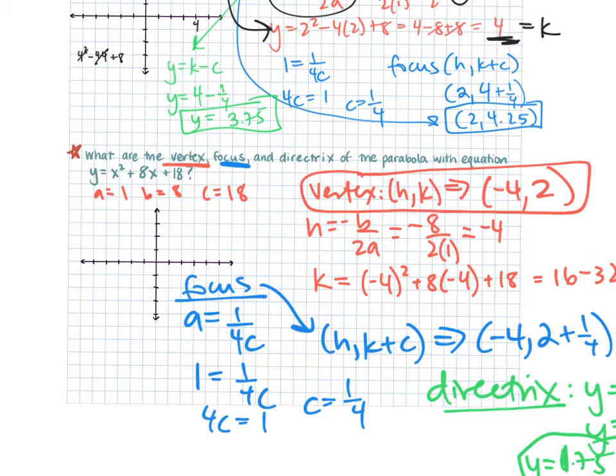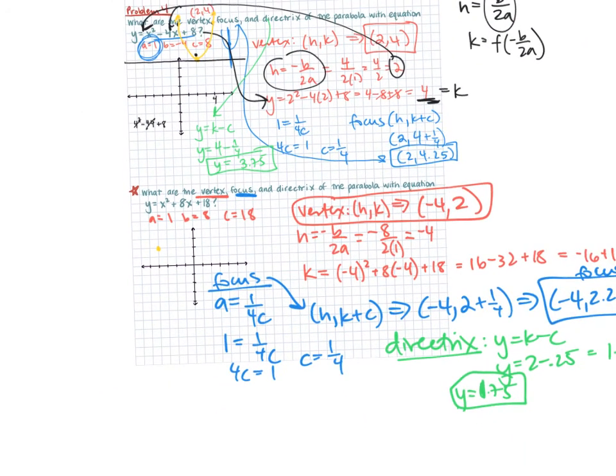Okay, negative 4, 2. That's my vertex. And then my focus is, or did I zoom these out? Y is 1.75. So this is going to look very similar. It's really close. And then the focus is just right up there.